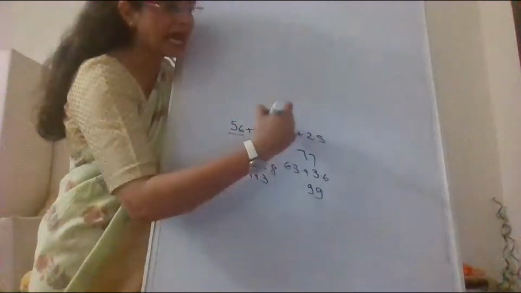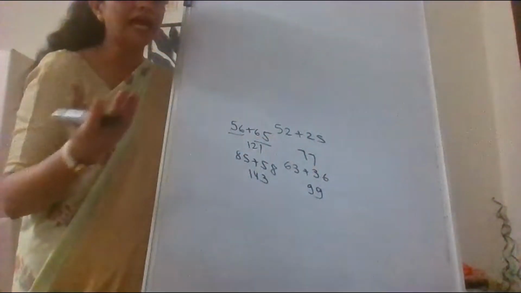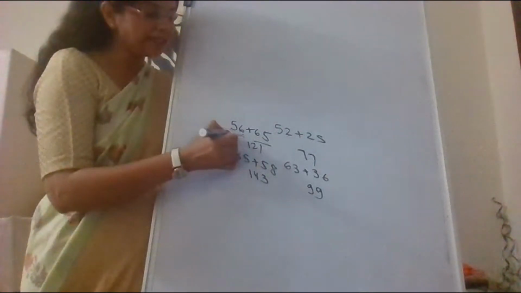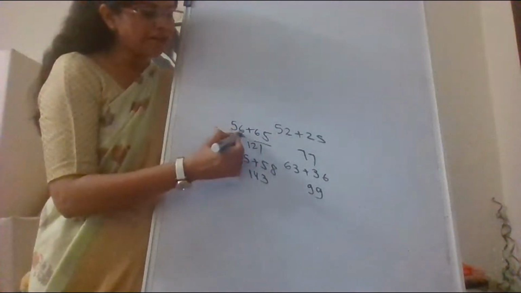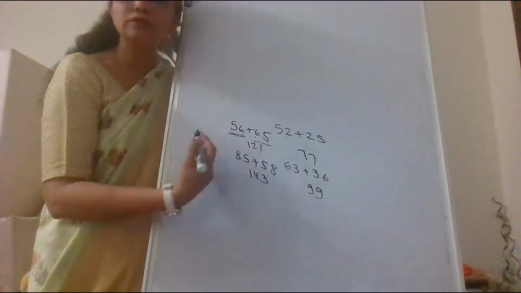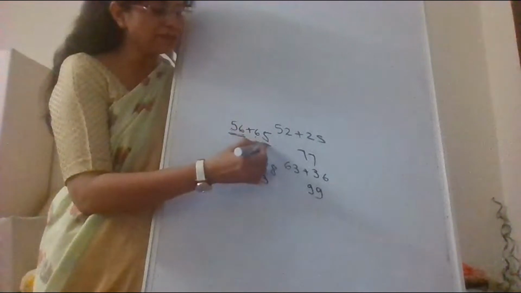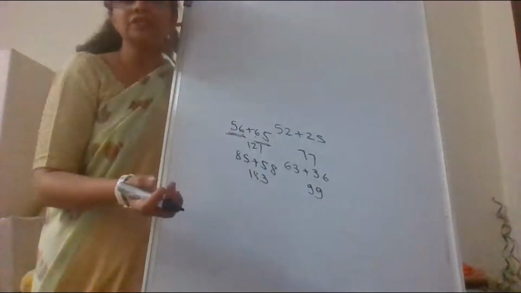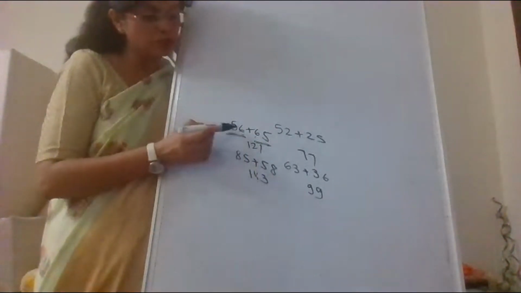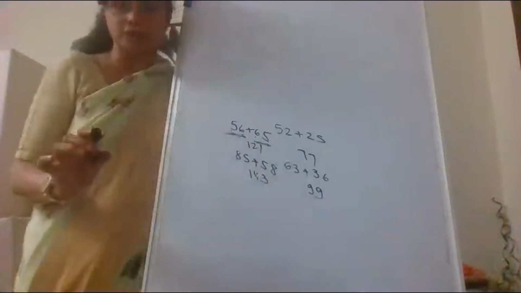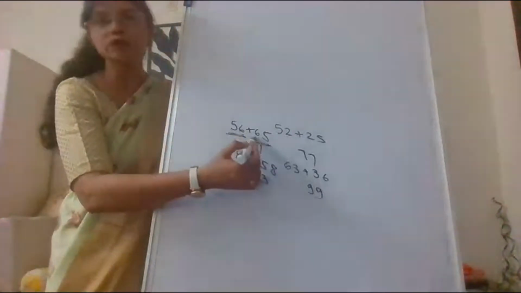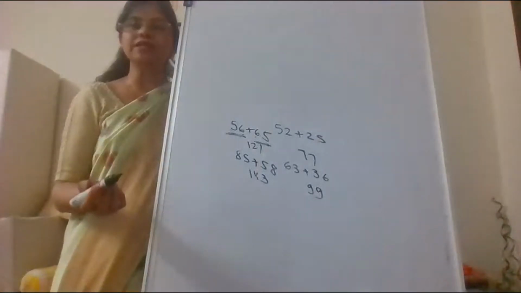So the trick is that you add the digits, not the number, add the digits. Here also 5 plus 6, here also 6 plus 5. Both ways you are getting the same digits. So you can take this number also or this number also. It's not compulsory that you have to take these two numbers only. You may take this number also. Both ways you will get the same answer. Okay?